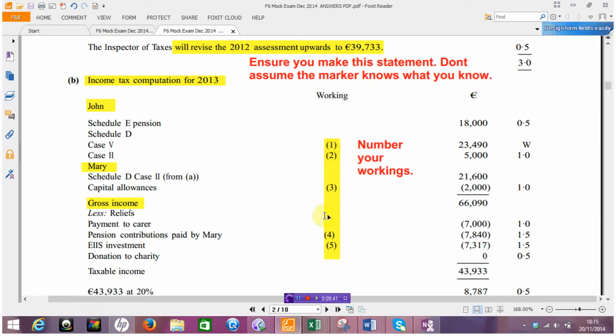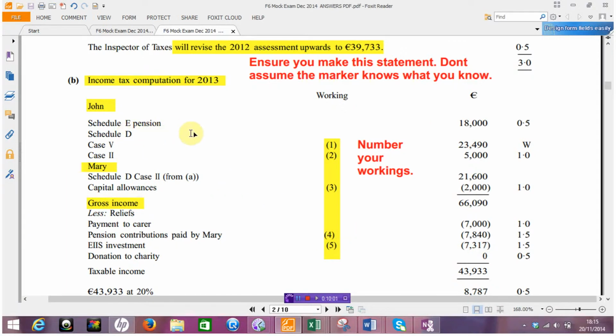It's important that we annotate our workings. So, I would say that this is perhaps our page 2, having done part A on one page. This is our page 2. A computation is unlikely to be more than one page, so our page 3 would probably be the start of our workings. So hopefully we'll be referring to page 3 within this income tax computation.